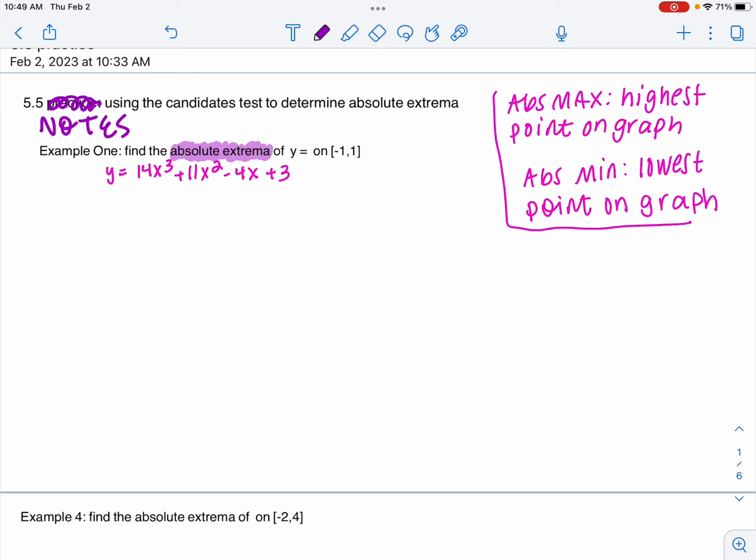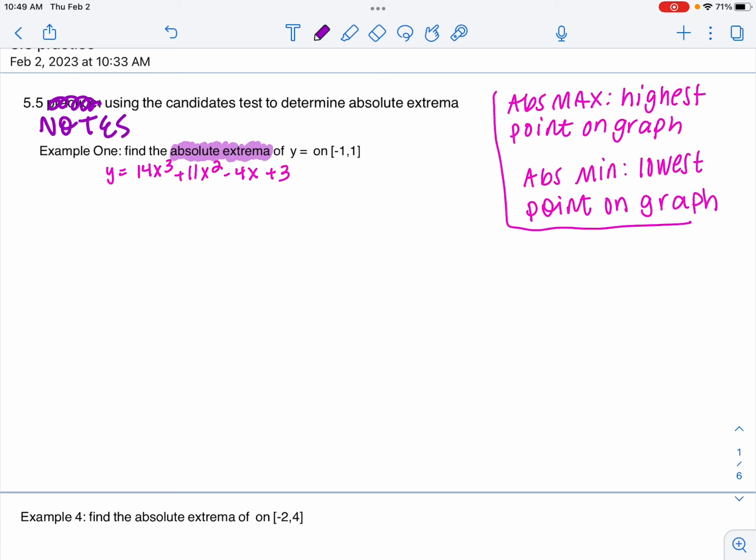So the 5.5 notes are about using the candidates test to determine absolute extrema, and we're going to focus just on absolute extrema for these notes. I have four or five example problems, and then when we get back on Monday we'll do problems where we're asked to find absolute extrema and relative extrema at the same time.